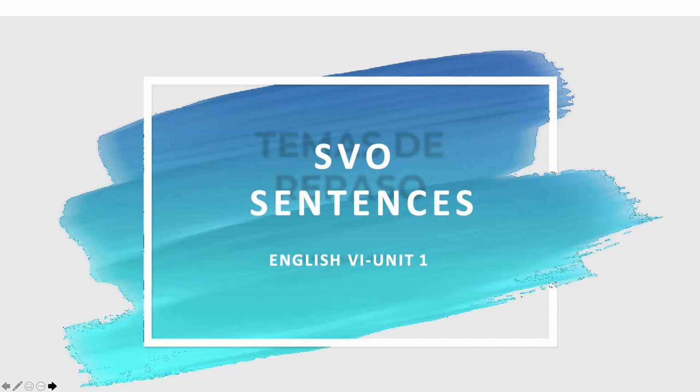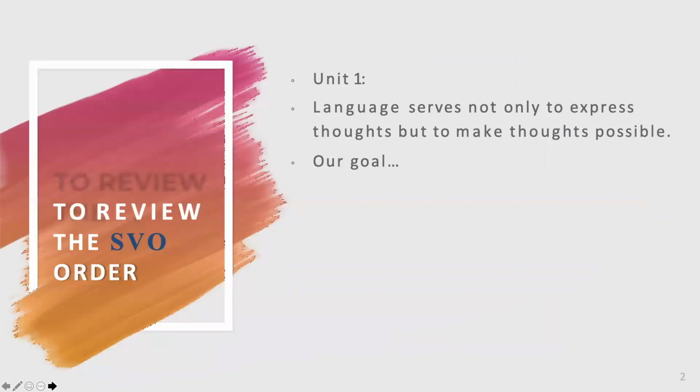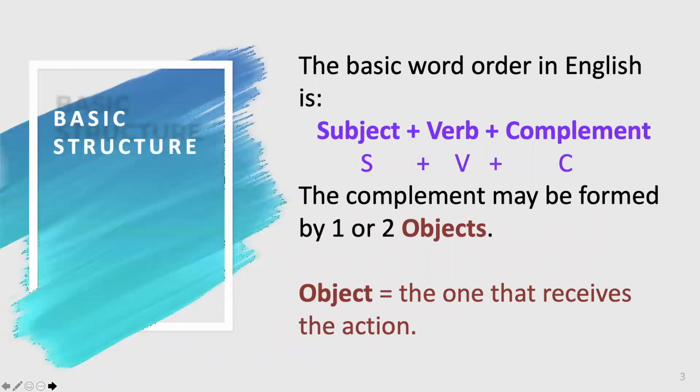Hello, everyone. Today's topic is about the subject, verb, object sentences. This is very important because this is the basic word order in English. So as you can see for English 6 at Nacional Preparatoria, this is Unit 1, and we are going to start with this topic. So what we are going to do is just review the SVO order, the subject, verb, object order, because this is the basic order, as I told you some moments ago.